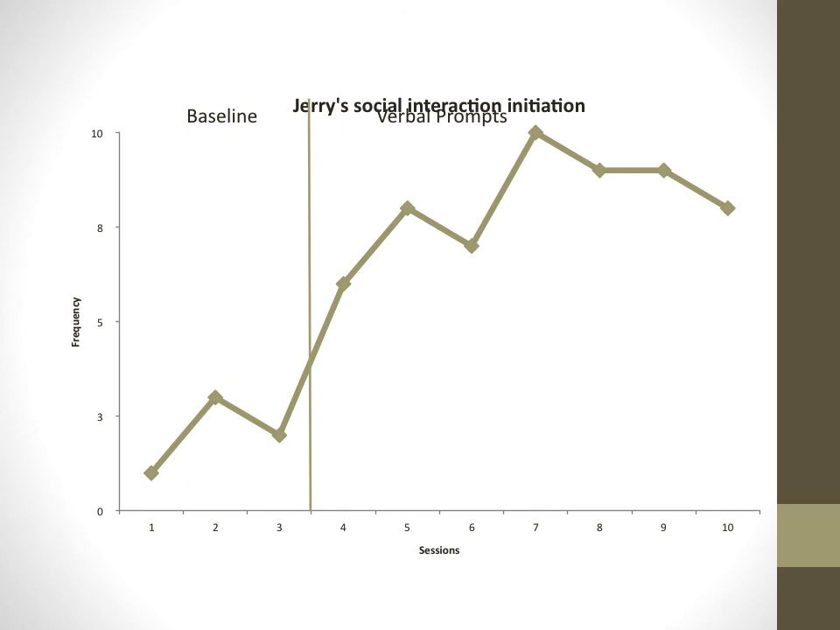And you must include a line to distinguish the two phases, baseline and intervention. You also need to label each phase, baseline and intervention, with your actual intervention name. For example, in this graph, I use verbal prompts as my intervention strategy, so the intervention phase was labeled as verbal prompts. So this is the example graph. Now I'll explain to you how to use Excel to graph an A-B design.